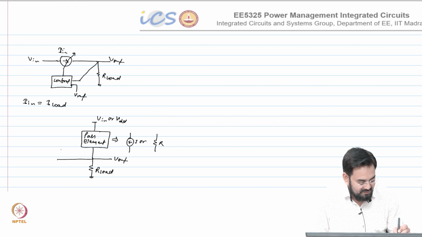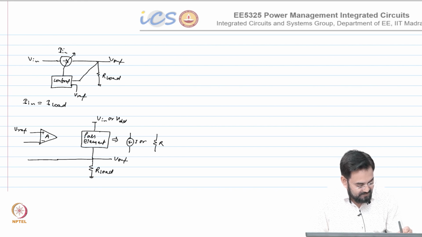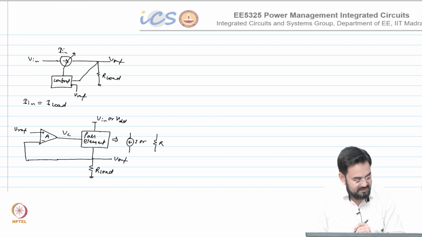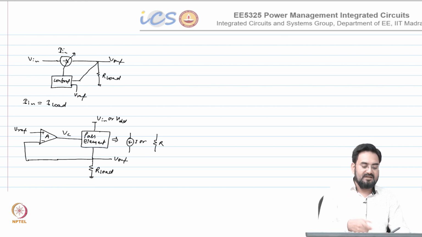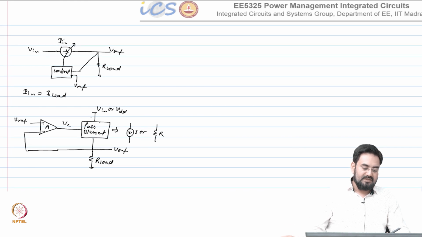What you do, you have a feedback system. This is some high gain amplifier, with negative feedback and Vref. What you get is a control voltage here, Vc, and this will control your pass element, that will in turn control your R or I. Okay.